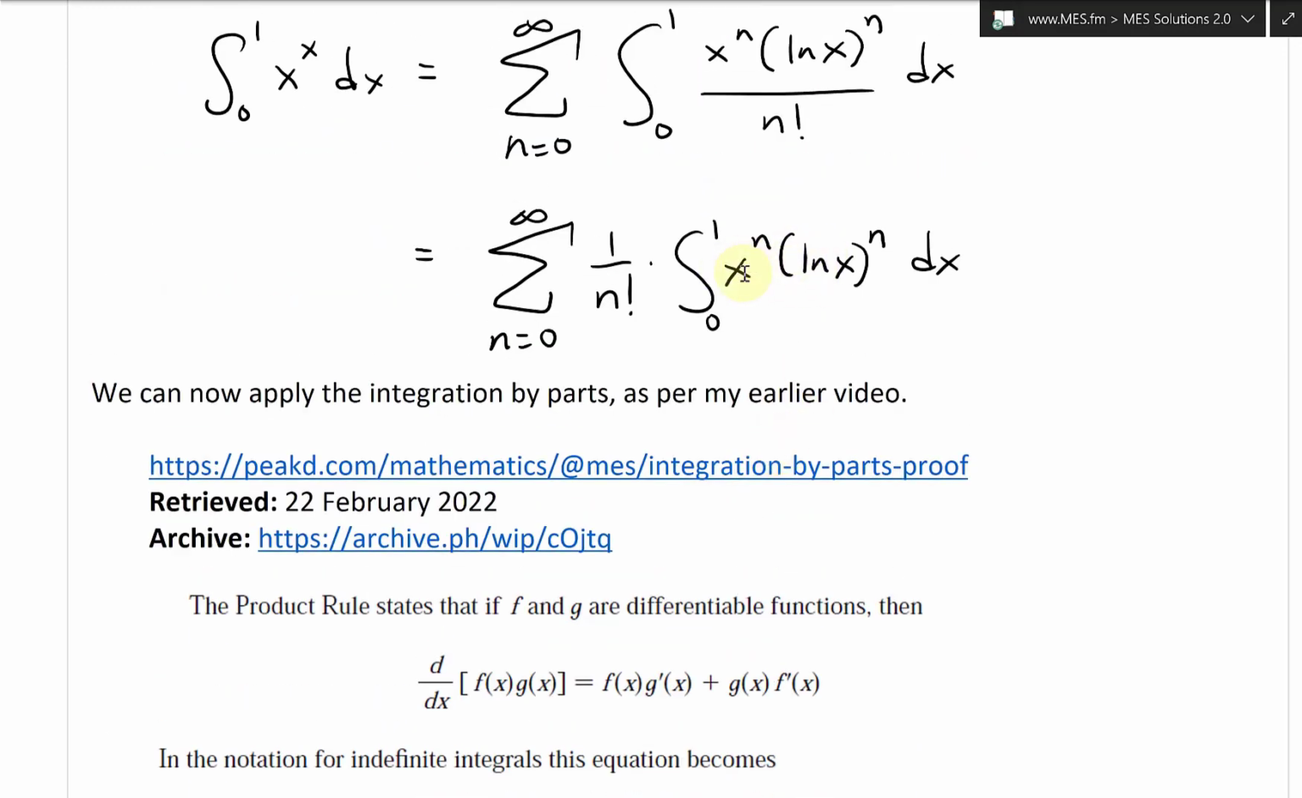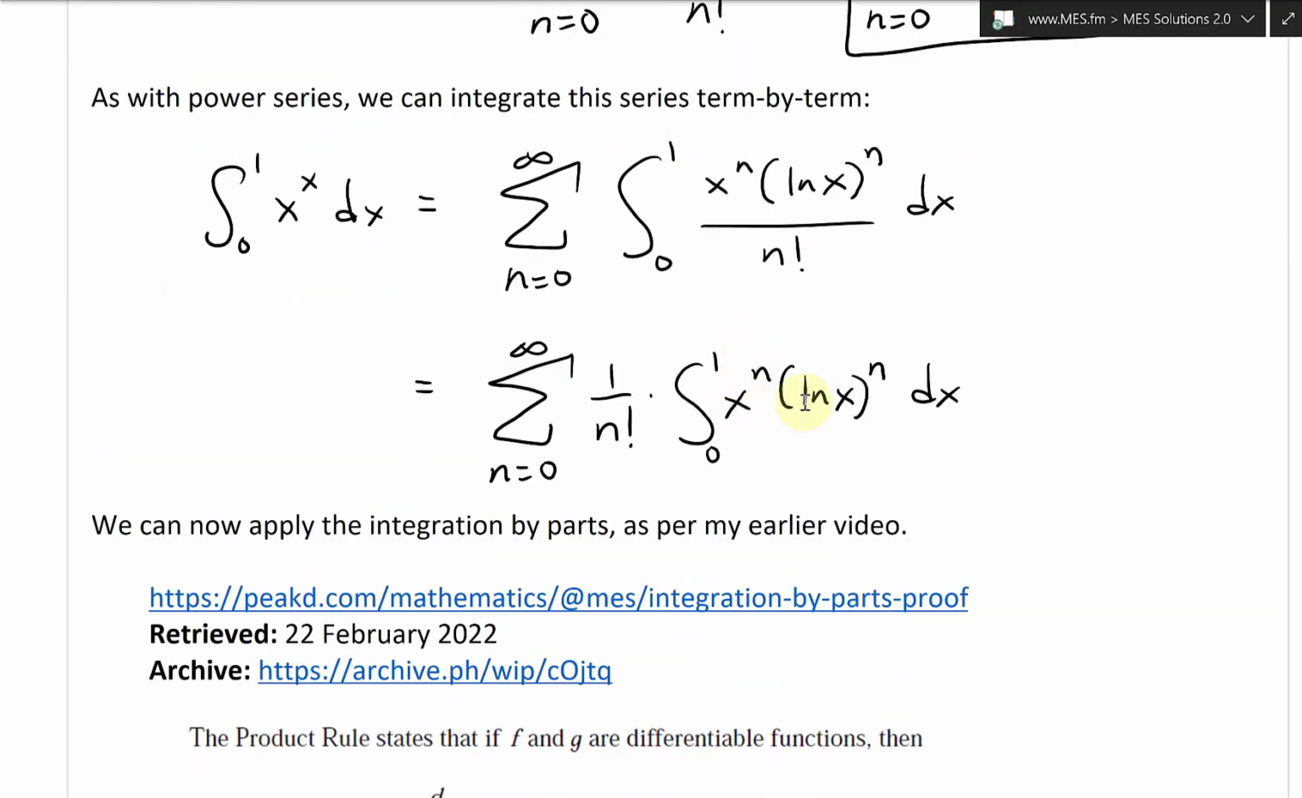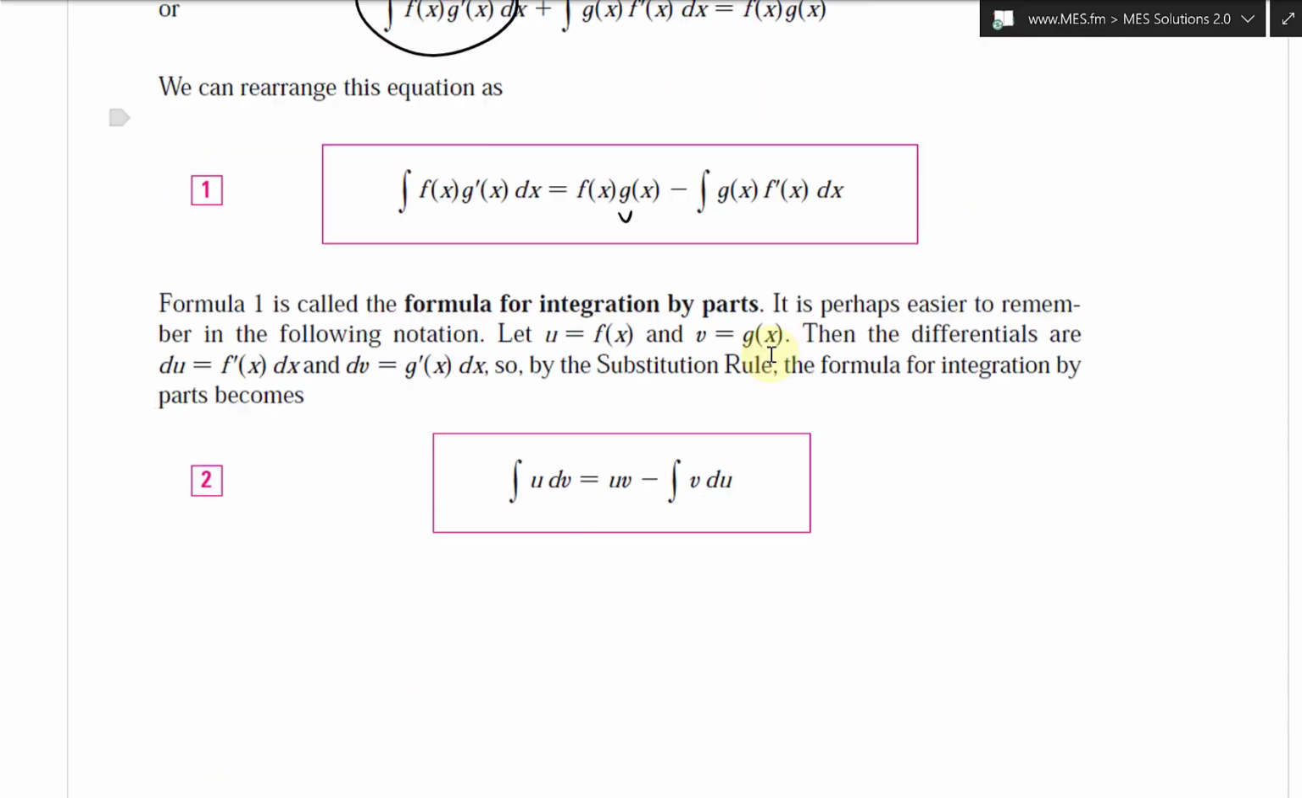And then we have this right here. So there's a product right there. So we could use integration by parts there to solve this integral and simplify it further.